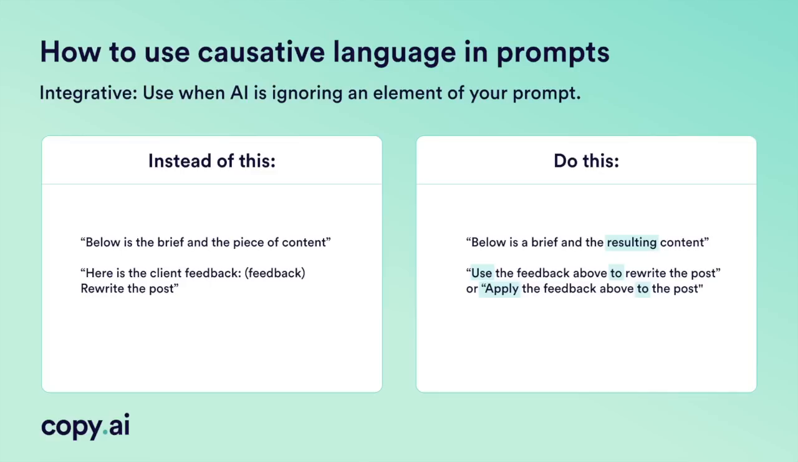The idea of causative language is that you want to use words that imply causation, like below is a brief and the resulting content, or give me the resulting content. You also want to make the sentence more tightly wound syntactically. So you might say, instead of here's the client feedback, rewrite the post, you might say use the feedback above to rewrite the post or apply the feedback above to the post. And we're actually going to see this in action.